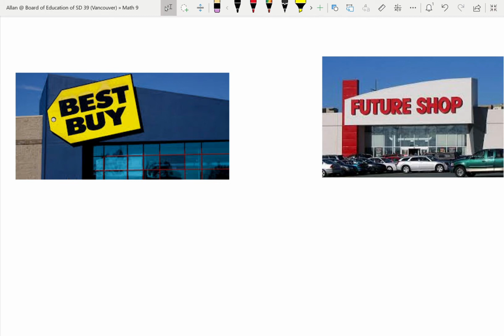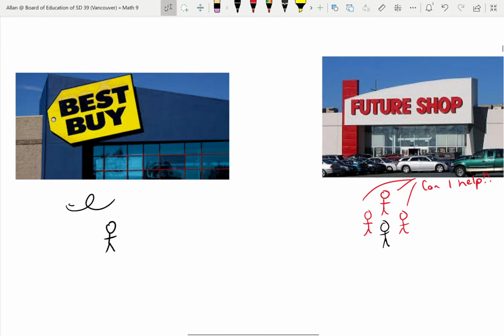Now, one of the things you'll have noticed, or your parents will have noticed, is when you walk into a Future Shop, you're going to get surrounded by Future Shop people. They're going to come running from everywhere, and they're all going to have the same question: can I help? And then sometimes when you enter Best Buy, once you enter the store, you basically get some tumbleweeds. And it's super hard to find anyone.